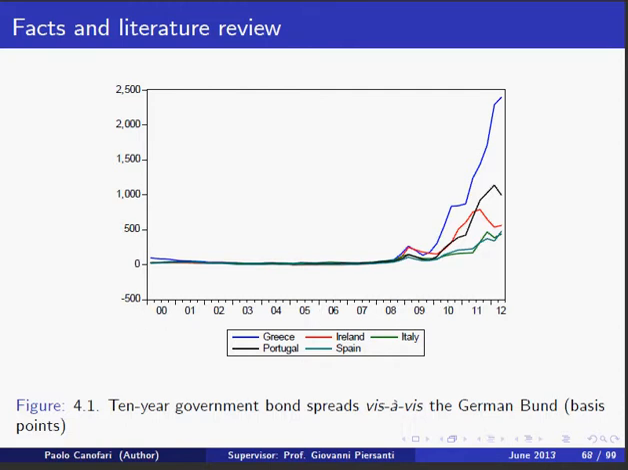2000-2012. We can distinguish two phases. Between 2000 and 2008, spreads are very close to zero between interest rates in PIGS countries and Germany. After 2008, we can see the increase in spreads, in particular for Greece, Portugal, and Ireland.